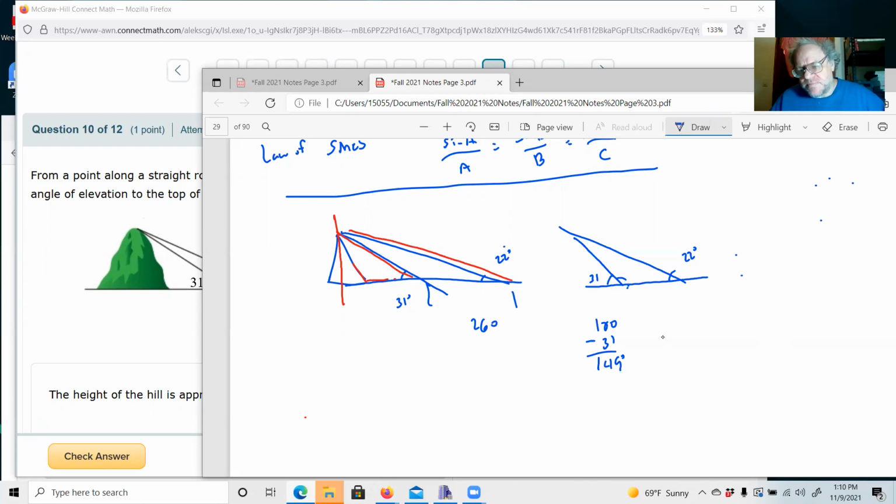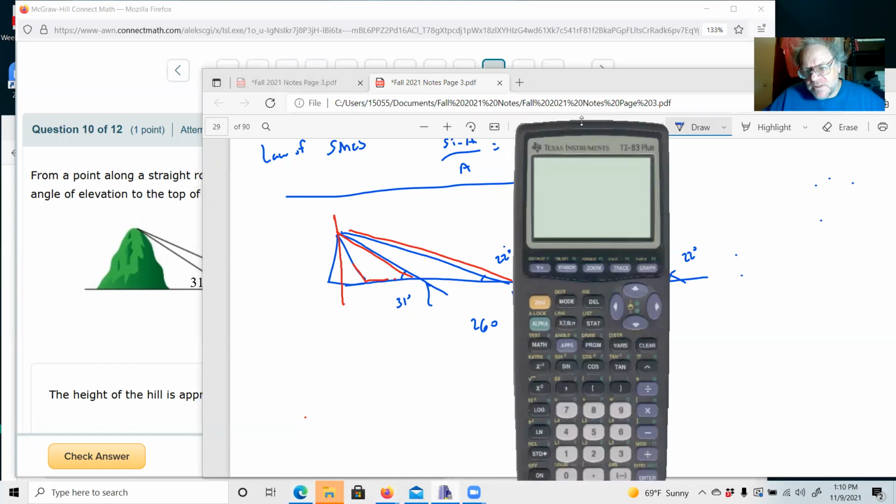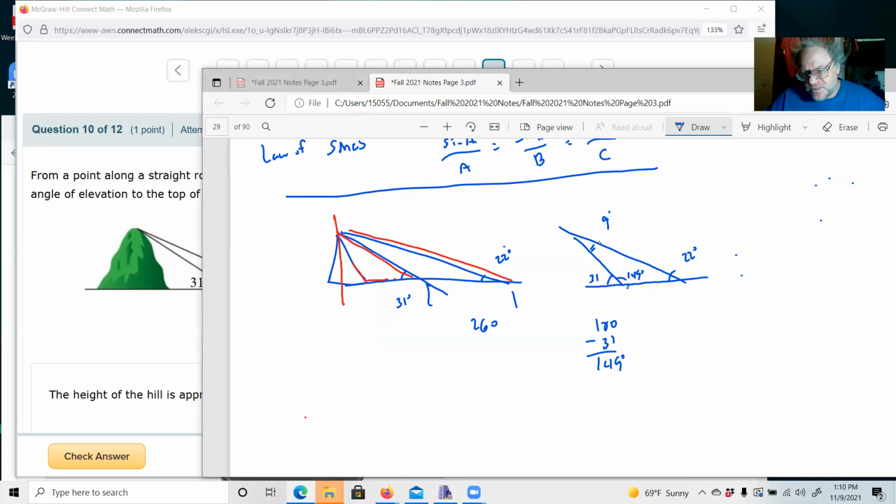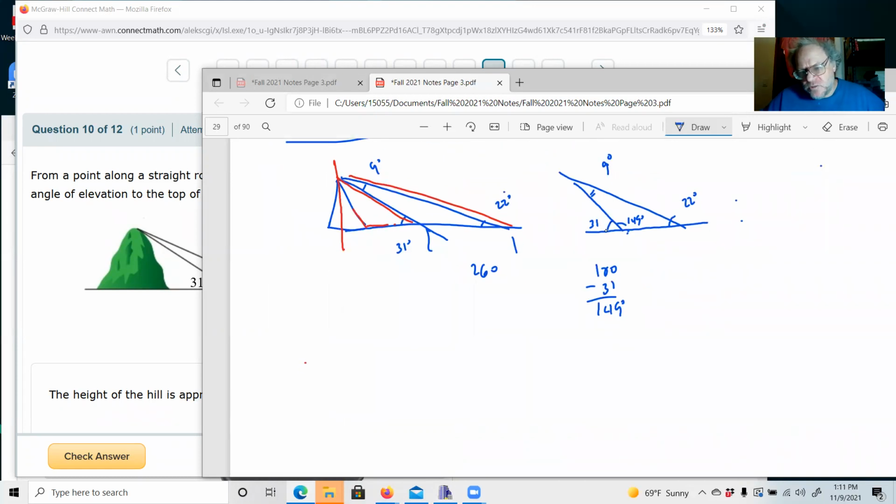So this is 149 degrees. So what can we say about this one? Could say 180 minus 31, 149 plus 22, it's 171. The triangles have to add up to 180 degrees. So this is 9 degrees up here. Okay, so this angle here, this is 9 degrees. Now we can do all of the pieces we would actually like to do.